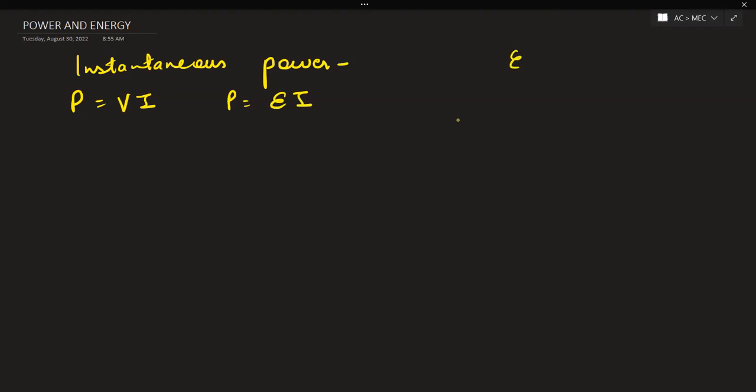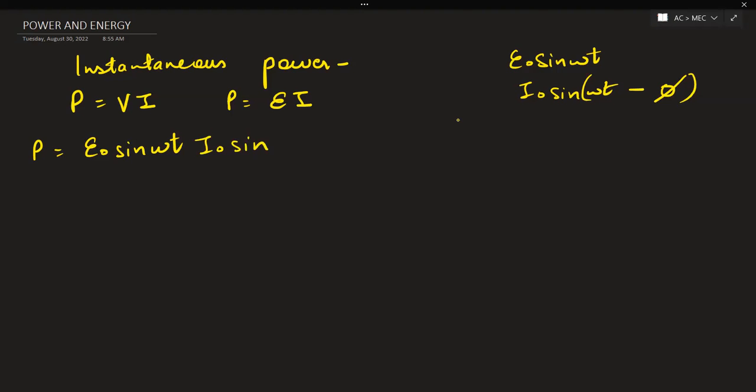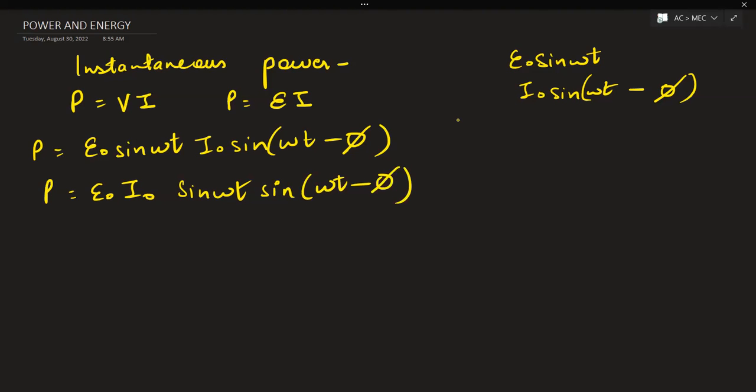So E was equal to E naught sine omega t. So here also power will be equal to E naught sine omega t, and current will be I naught sine omega t, but we had this phase difference as well along with it. So we'll write down the phase difference here: sine omega t minus phi. Now write E naught and I naught together. Here sine omega t minus phi. This much is left.